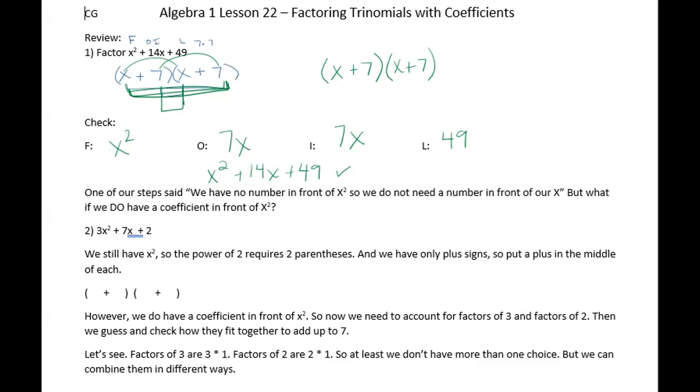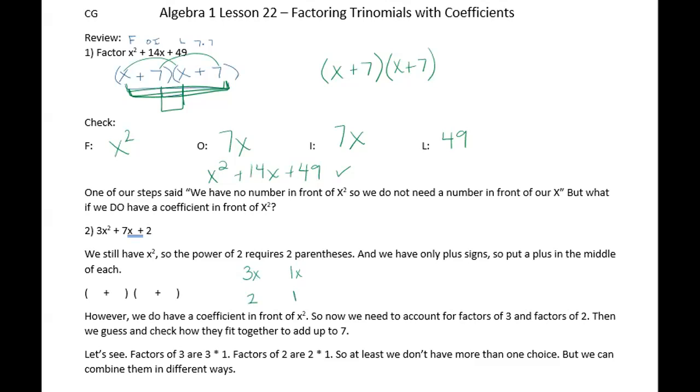So one way you can think about it is if you need to list them down here. So 3x squared. 3 only has one set of factors. It will be 3 and 1. And I'm going to put the x's with it to kind of help me keep track because it's 3x squared. So I'll be multiplying a 3x times a 1x to get me 3x squared. And then I need to think of factors of 2. Well, factors of 2 are, again, just one set, 2 and 1.